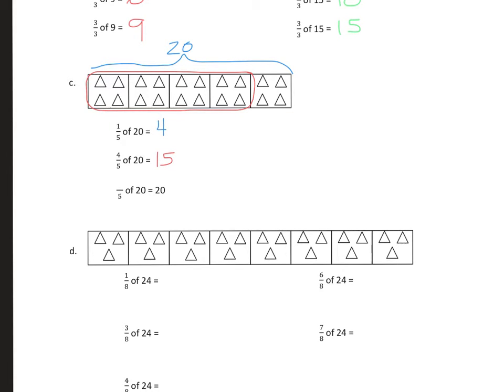Then on the next one, they want to know how many fifths of 20 is 20. So how many fifths of 20 is the whole entire whole? Well, the whole thing is 20. So the fraction for one whole is also 5/5.